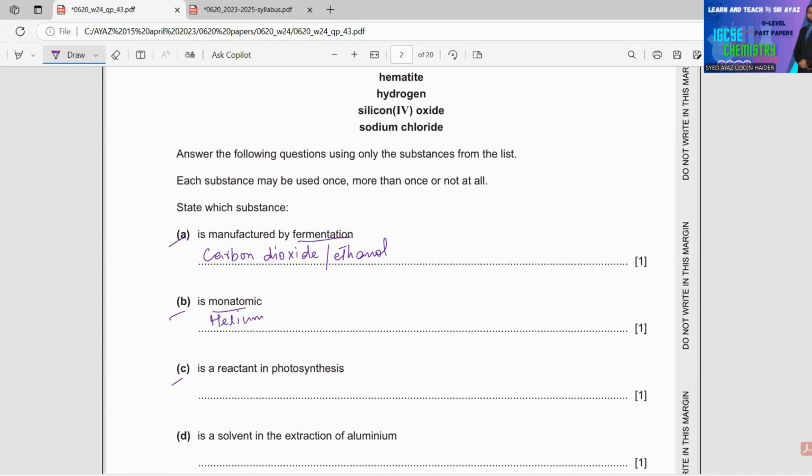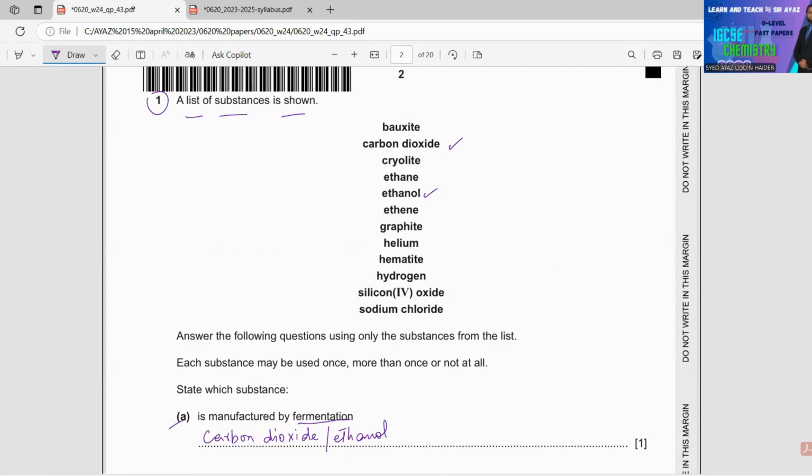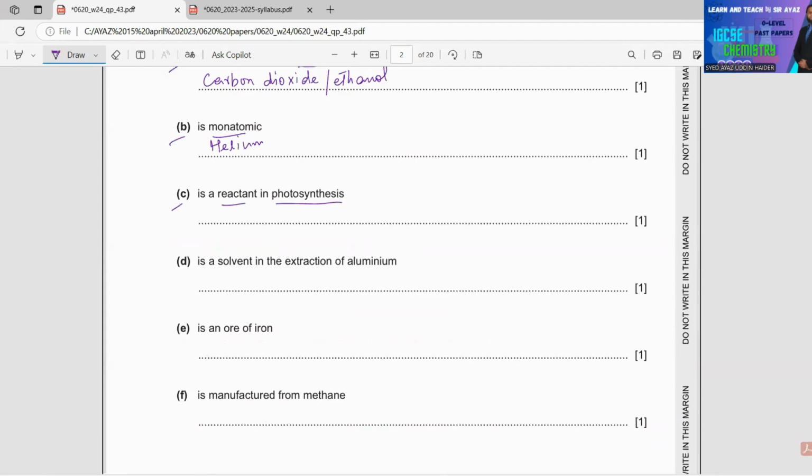C is a reactant in photosynthesis. You know, in photosynthesis, carbon dioxide and water are reactants. So you'll find only carbon dioxide here, which is one of the reactants. So I'm going to write carbon dioxide.